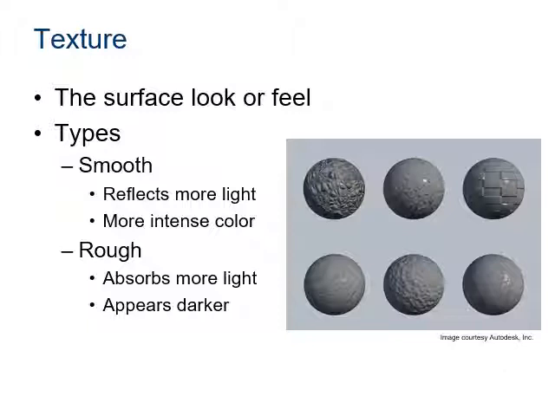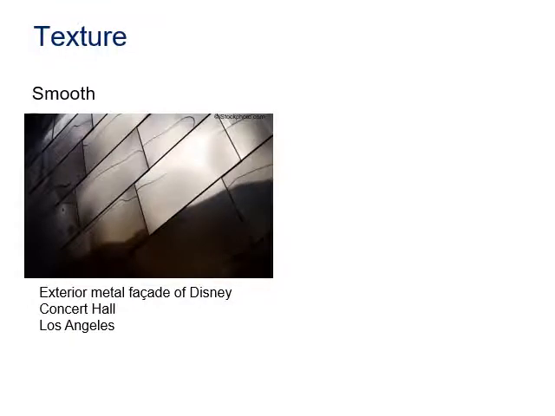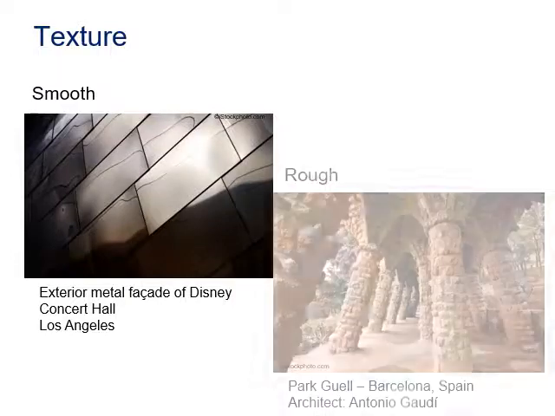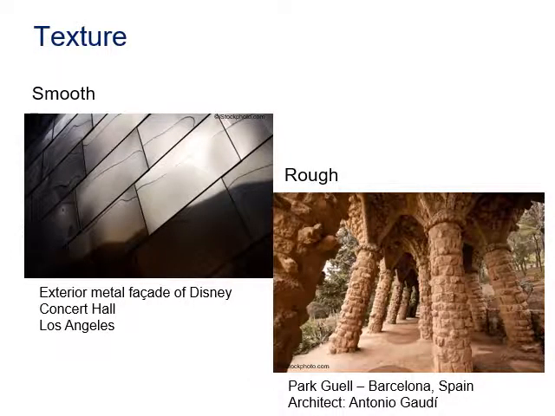Texture is the look or feel of a surface. Texture can be smooth. Okay, smooth surfaces reflect more light and show you more color. Rough surfaces absorb more light and also appear darker. This image of a concert hall in Los Angeles is a smooth texture. It's reflecting the light.